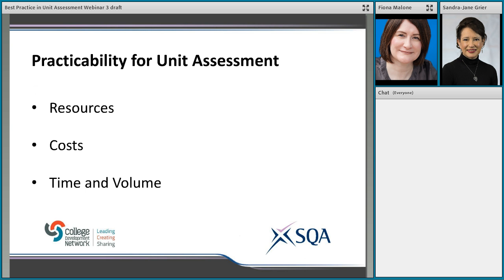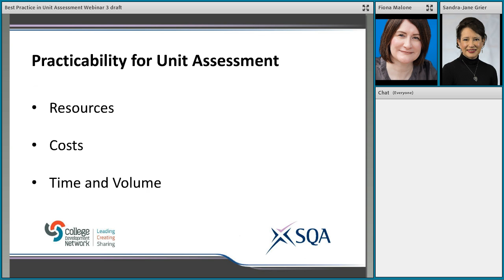Let's move on to our third principle of assessment, and that's practicability. This is concerned with resources. Any resources that you need to effectively apply the assessment method that you're using needs to be cost effective and manageable over time. And that's really important, especially in the current climate of working within very tight budgets. And costs. Any assessment method should be cost effective.